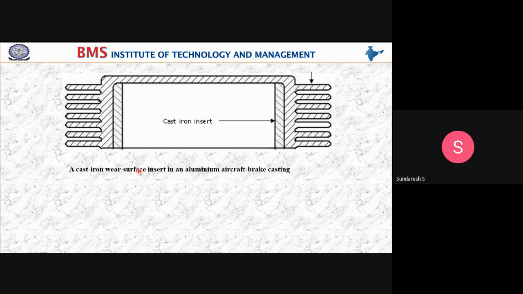Cast iron wear surface insert in an aluminum aircraft brake lining casting. So this is how you can insert one material within another material. So these are the different guidelines, the design considerations in casting. Please remember everything, because it is very important from the examination point of view. These are just guidelines or considerations that need to be taken while you are designing the casting components.